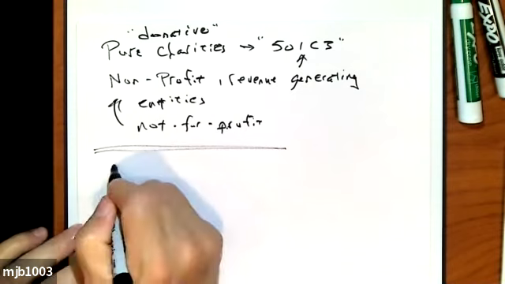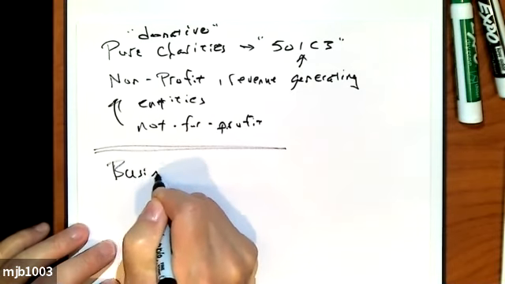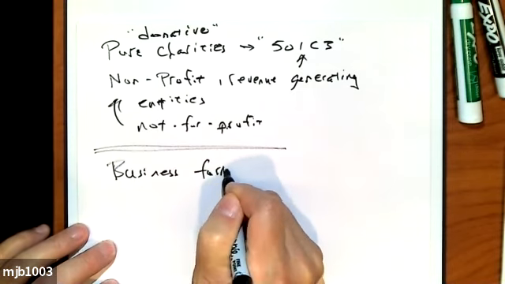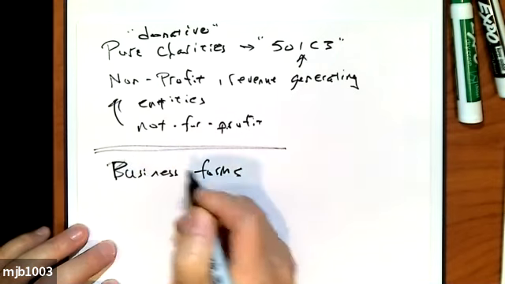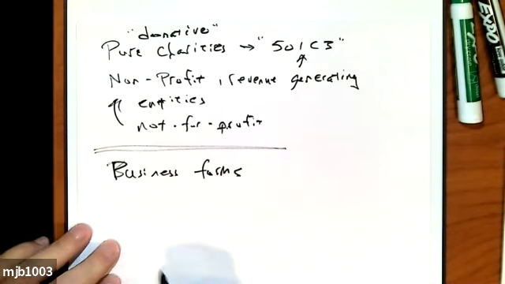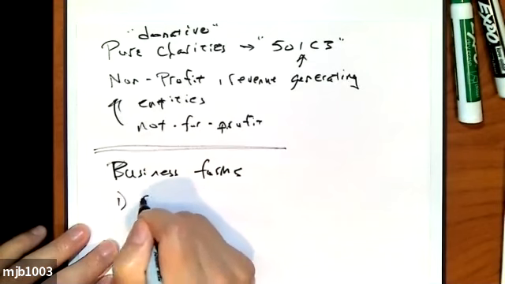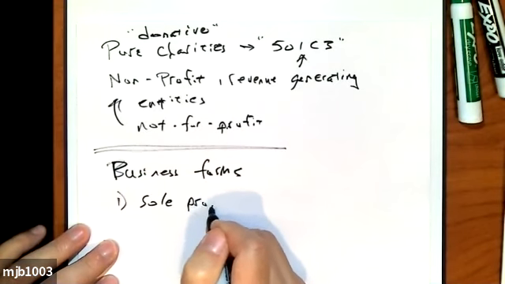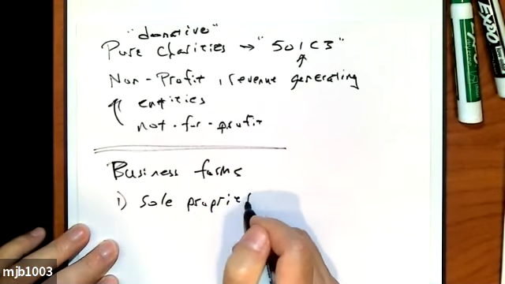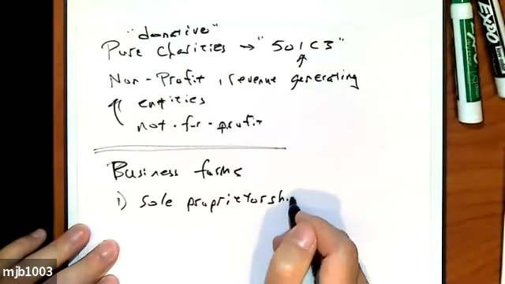So the business forms, right, the three principal business forms. The first one is sole proprietor, or sole proprietorship.